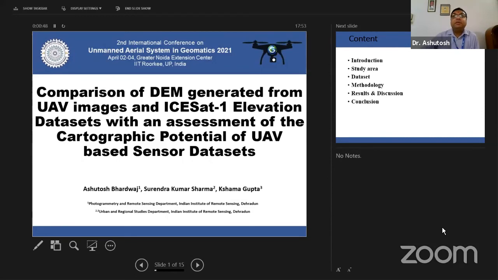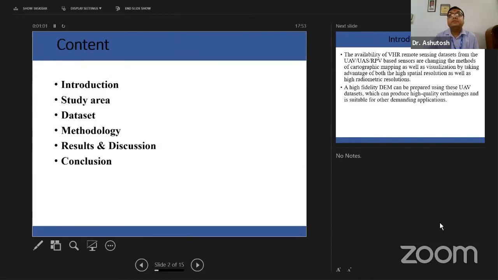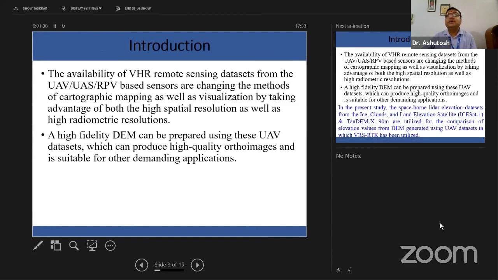The title of the paper is Comparison of DEM Generated from UAV Images and ICESat-1 Elevation Dataset with an Assessment of the Cartographic Potential of UAV-based Sensor Datasets. The outline is, first we have the introduction. So I will just quickly go to that.